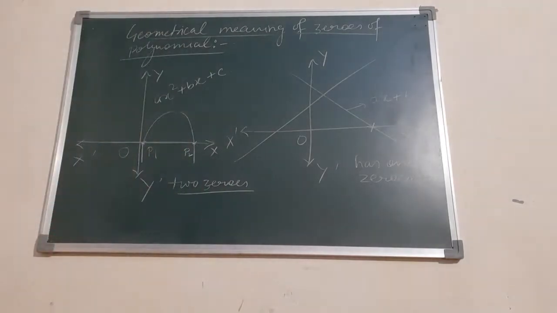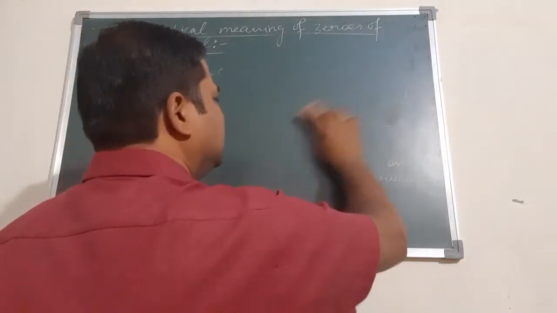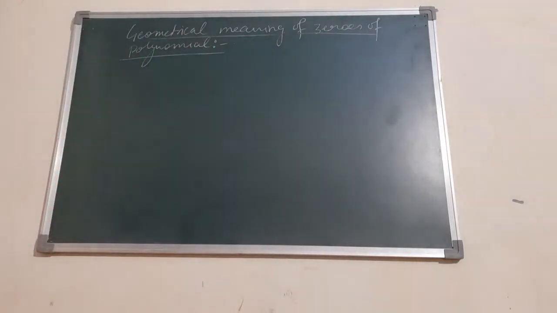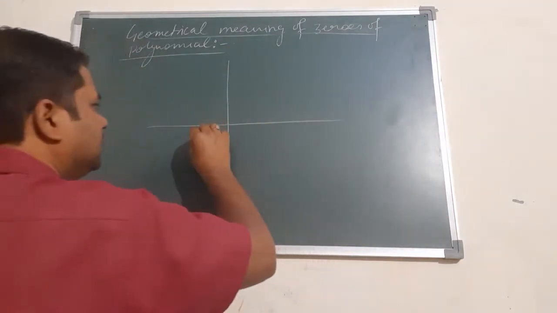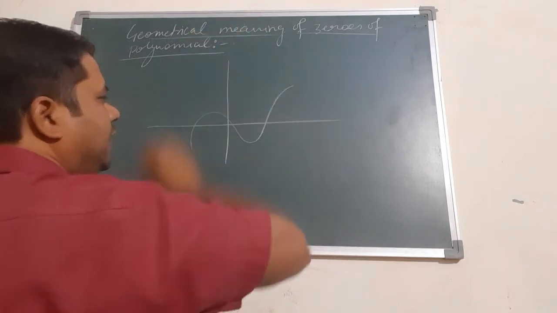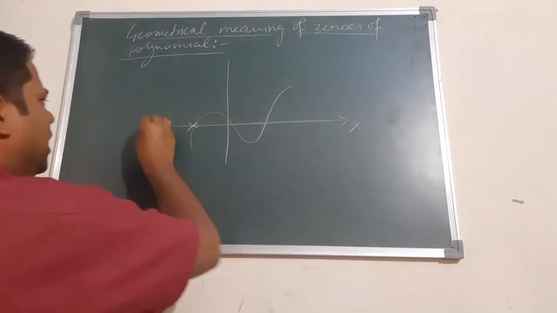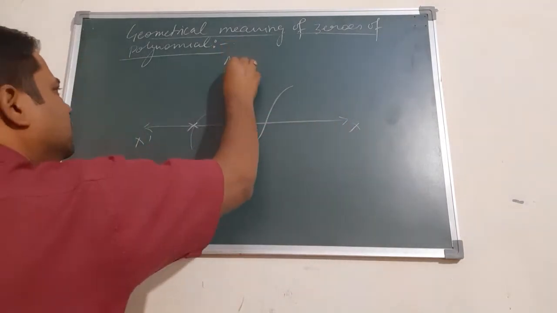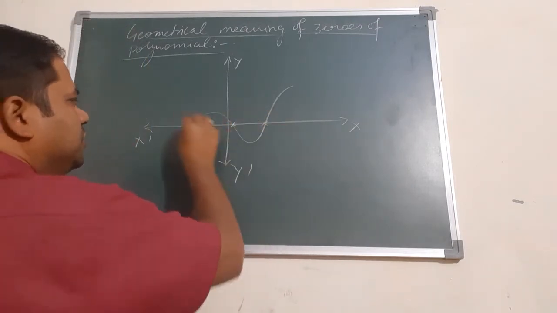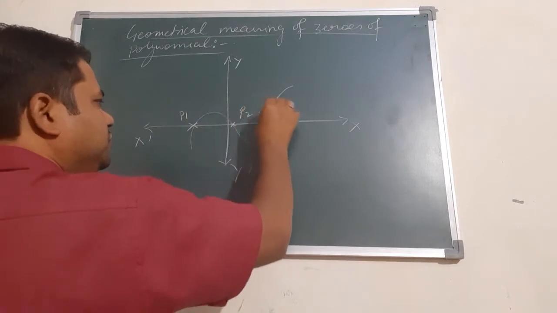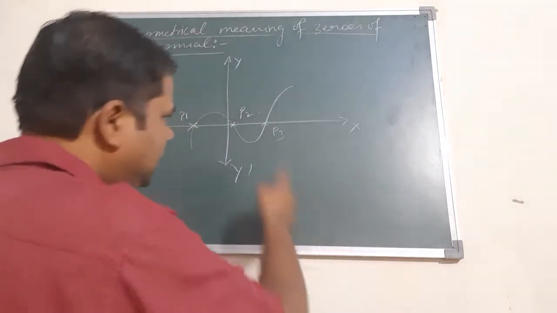Okay, now see, suppose we have given this type of graph, that is a cubic polynomial. This is also known as a spiral. Maybe this polynomial has three points, suppose p1, p2 and p3. There are 3 points of intersection with the x-axis.